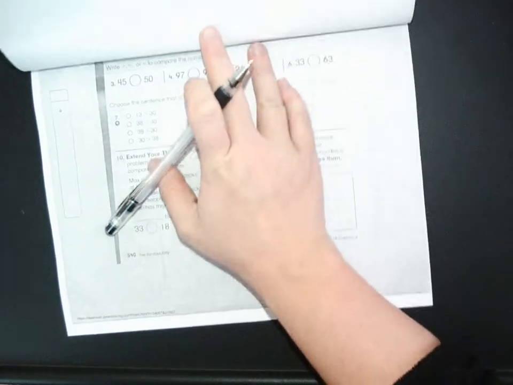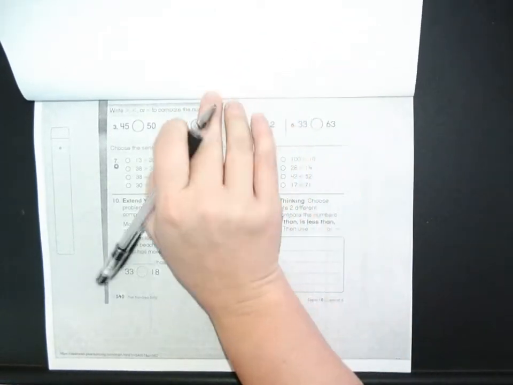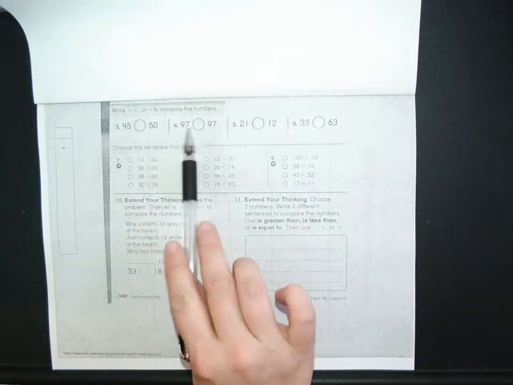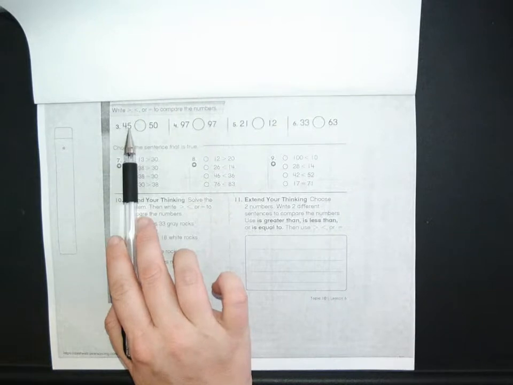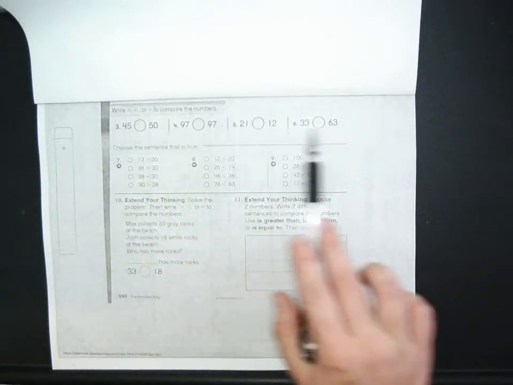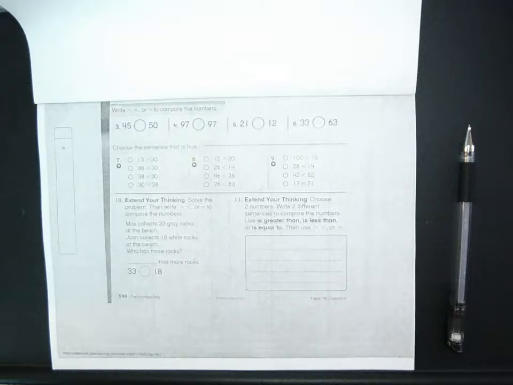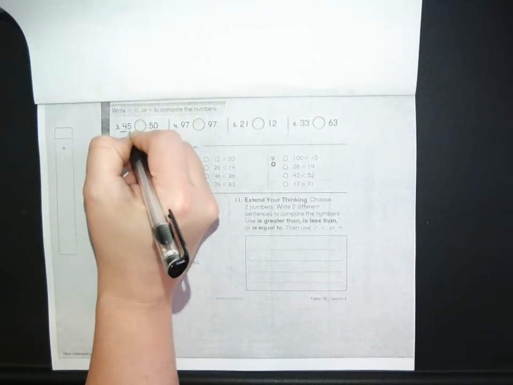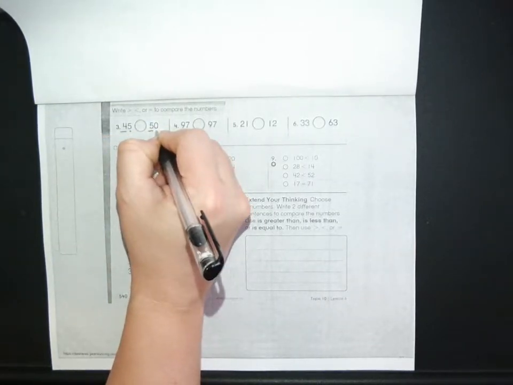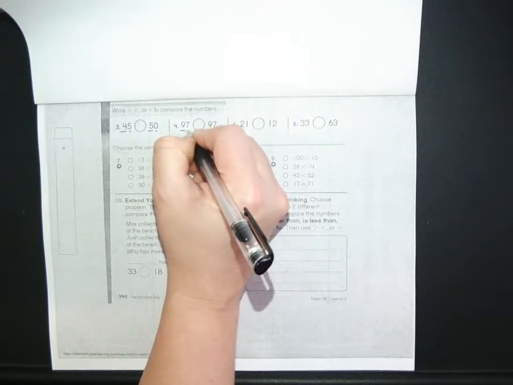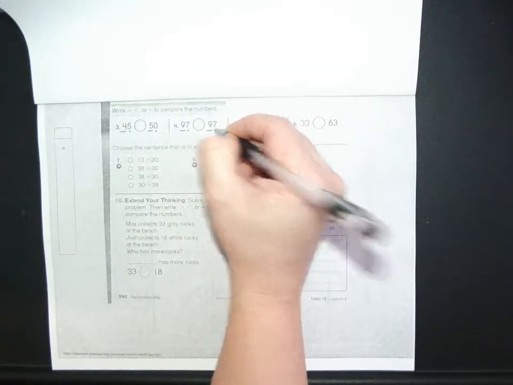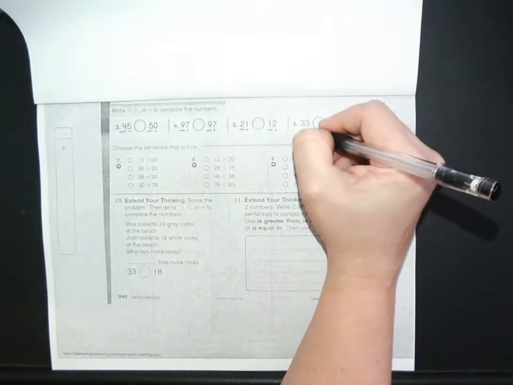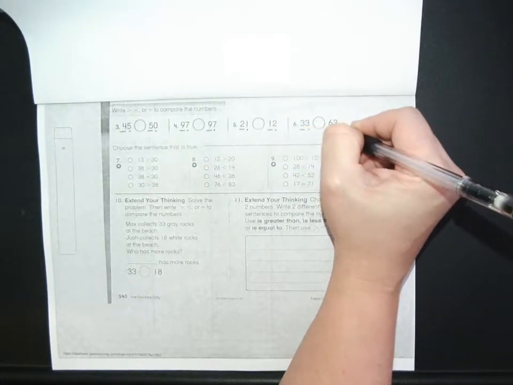Okay, we're going to the next page now. Alright, now we're looking at 3, 4, 5, and 6. So we have 45 and 50. Now, on every single one of these numbers, since there's not a picture of longs and units, I want you to do this. Under every single number, I want you to draw a long and a unit. A long and a unit. Do it with me. Long, unit. Long, unit. Long, unit. Long, unit, long, unit, long, unit.